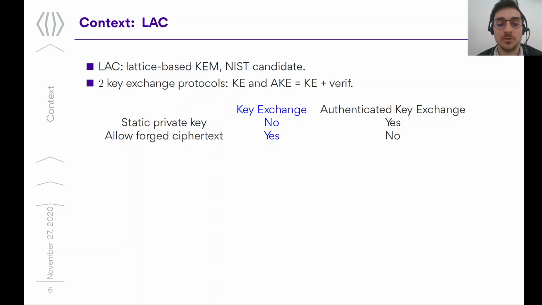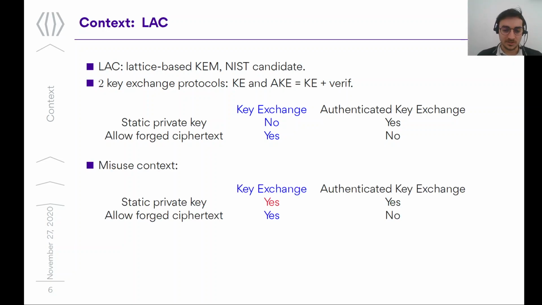What is the normal context of key exchange and authenticated key exchange? For the key exchange, Alice does not keep the same private key for several key exchanges, but no verification is done on the ciphertext. For the authenticated key exchange, Alice keeps a static private key for several key exchanges, but some verification is done on the ciphertext to ensure that it's not a forged one. So now what is our misuse context? It is when Alice keeps a static private key for several key exchanges and no verification is done on the ciphertext.